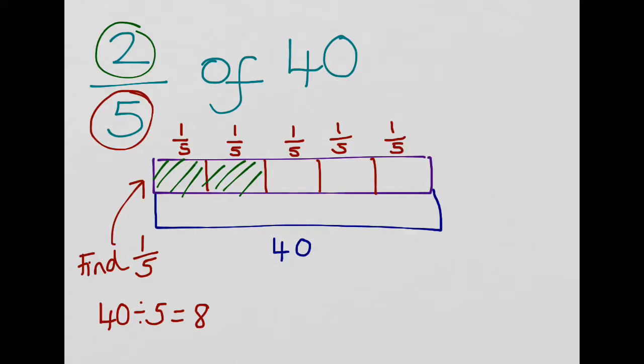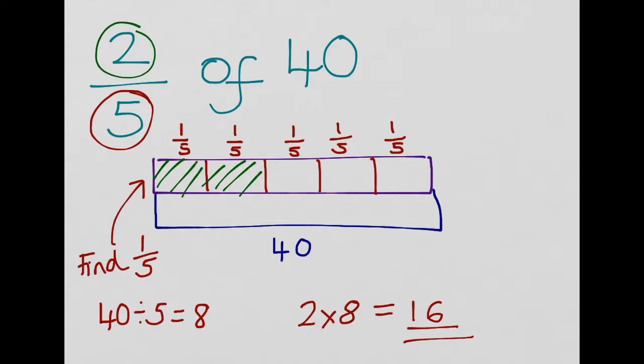Okay, so for the second part, here you need to remember that we haven't got 1/5, we've got 2/5. So I now need to do 2 multiplied by 8, and I get my answer, which is 16. So 2/5 of 40 is 16.